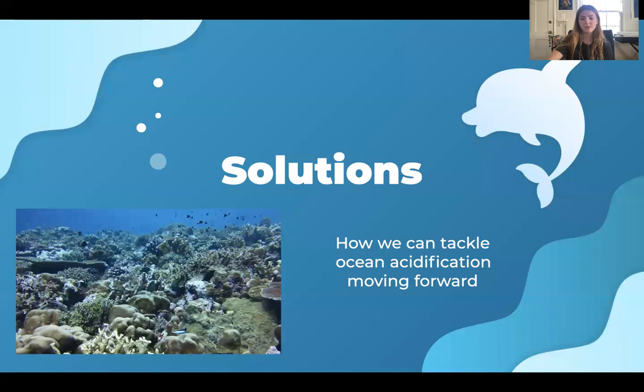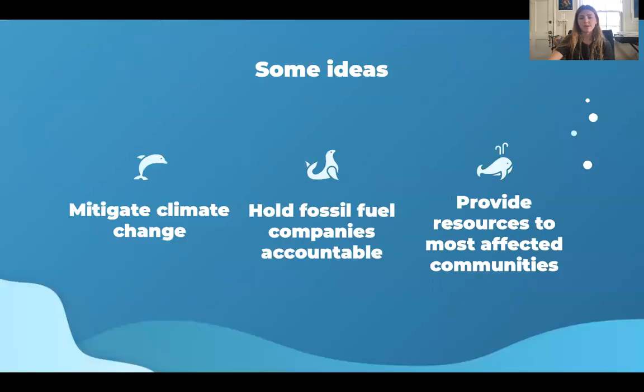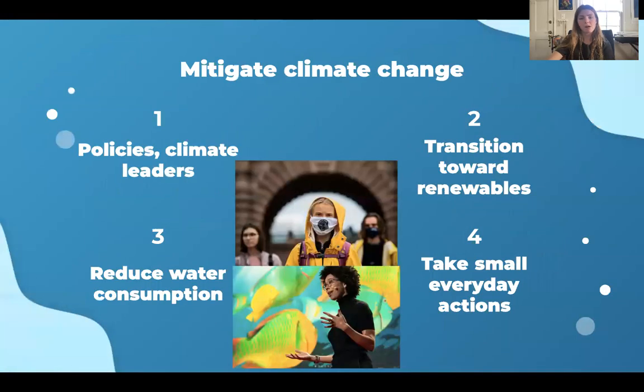So some solutions for tackling ocean acidification. I kind of broke it down into 3 ideas: mitigating climate change, holding fossil fuel companies accountable, and providing resources to the most affected communities. So first, for mitigating climate change, I broke this down into 4 categories. It's important to use your vote as your voice to elect climate leaders who will put policies in place to mitigate climate change.